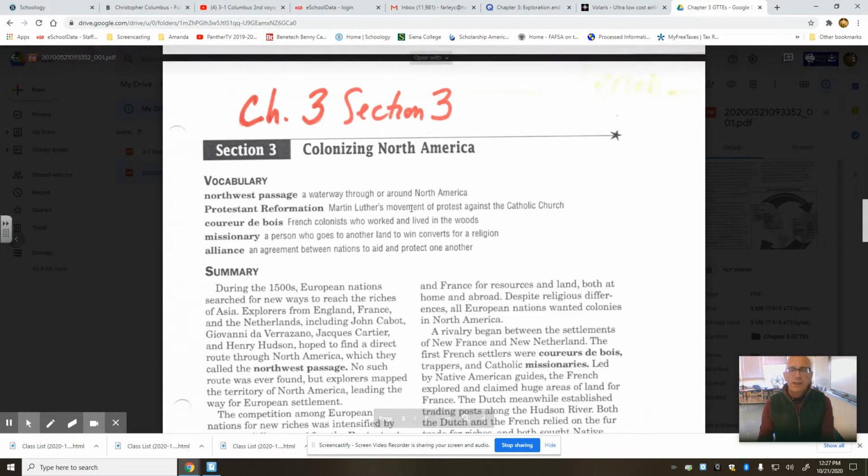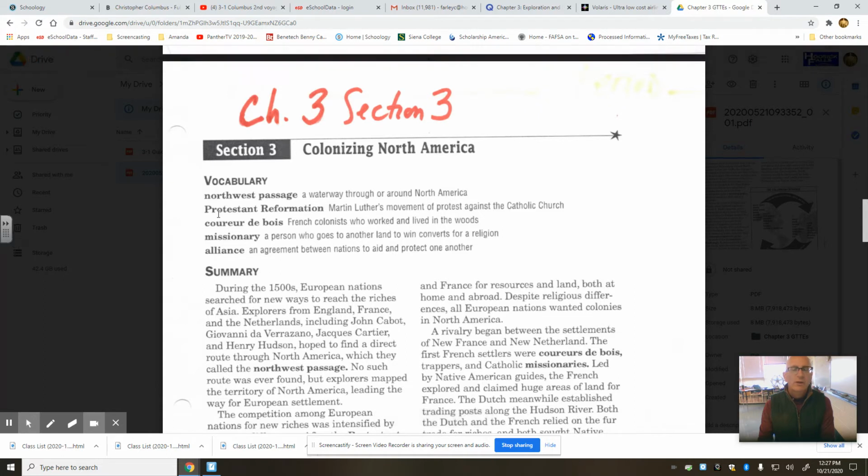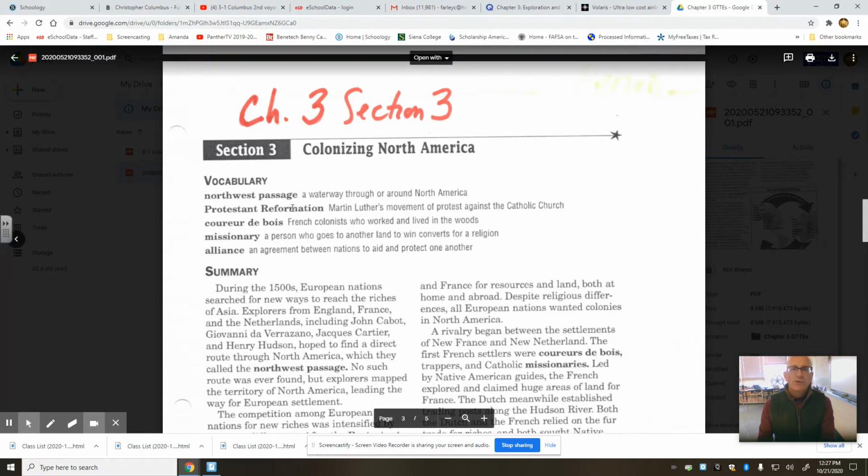How's everybody doing today? Today we're going to be talking about colonizing North America. This is chapter 3, section 3, colonizing North America. Let's begin with our vocab to start off the screencast here. There are 5 terms total in chapter 3, section 3. All 5 of these terms are on this worksheet.